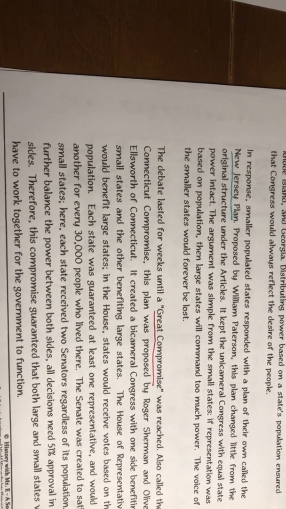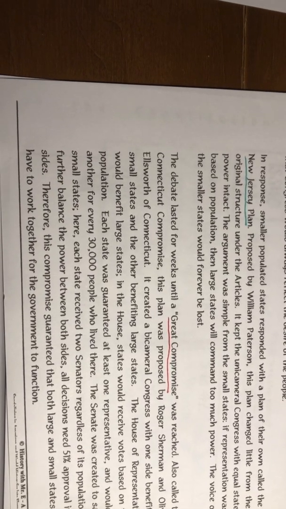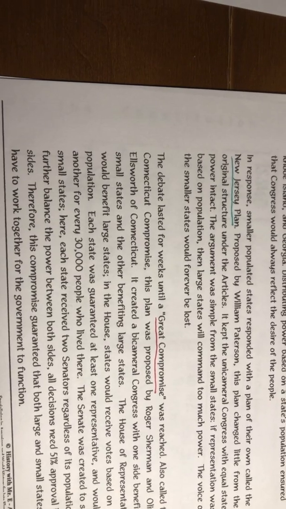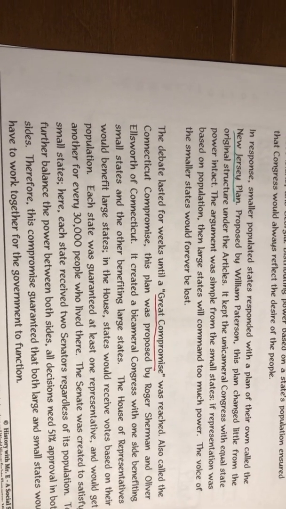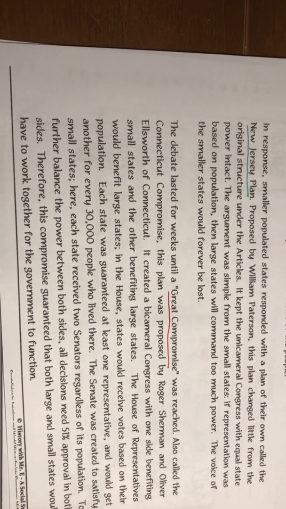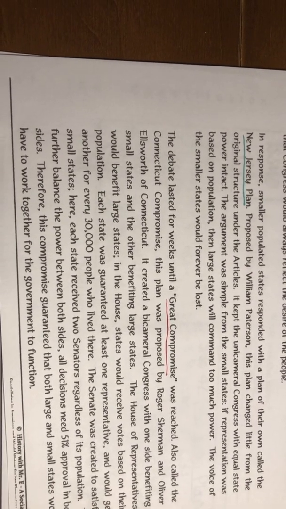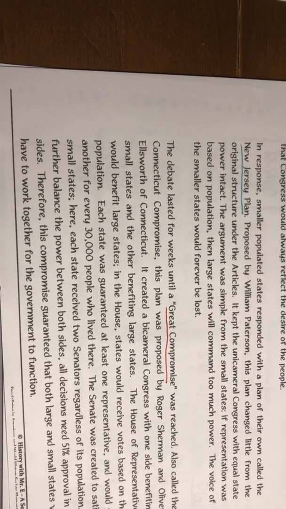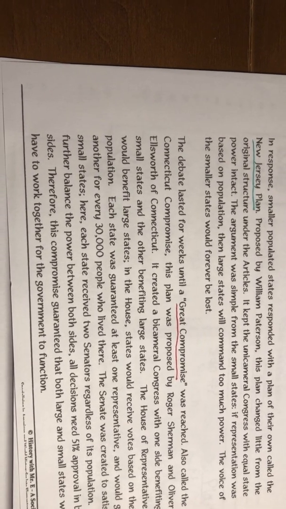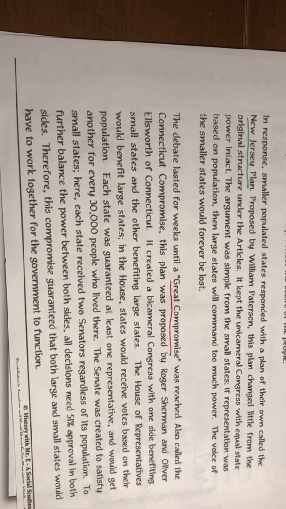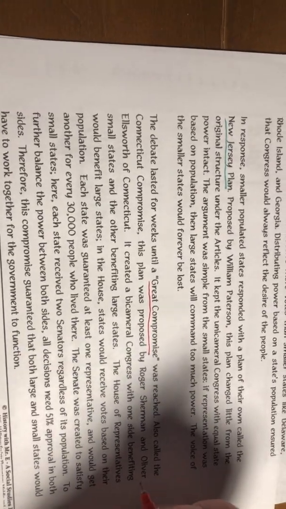It created a bicameral Congress with one side benefiting small states and the other side benefiting large states. In the House, states would receive votes based on their population. Each state was guaranteed at least one representative and would get another for every 30,000 people who lived there. The Senate was created to satisfy small states. Here, each state received 2 senators, no matter what its population. To further balance the power between both sides, all decisions needed a 51% approval in both sides, meaning that one side wouldn't be stronger than the other. Therefore, the compromise guaranteed that both large and small states would have to work together to make the government function.